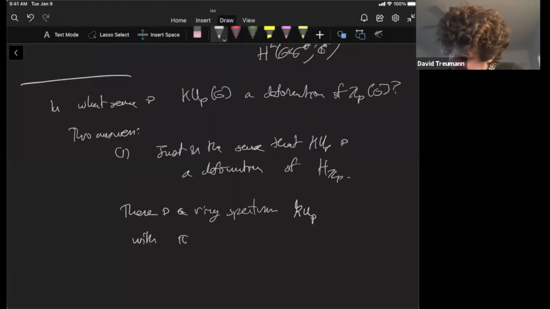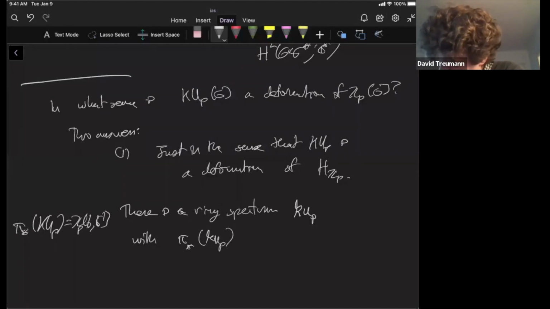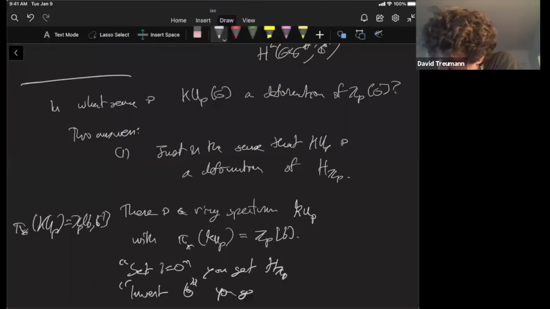If the homotopy groups of capital KUP are some kind of Laurent polynomial ring, then the homotopy groups of little KUP are just a polynomial ring. And if you set B equal to 0, you get HZP. And if you invert B, you get KUP. I don't know if it's even necessary to put these operations in quotes, but I will. Okay, so that's one sense.